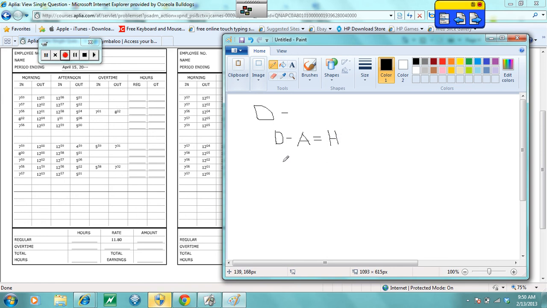So let's look at the first one. Departure time in the morning, right here, was 12 o'clock.